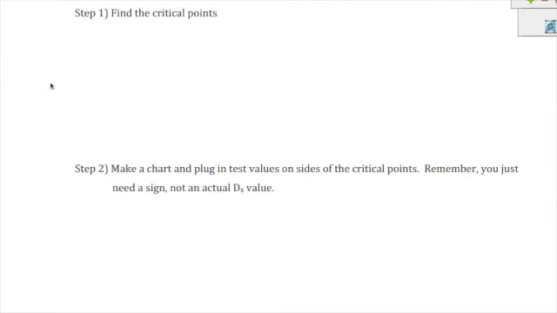So I'm going to come on the next page. I'm going to rewrite the original function. So we have f of x is equal to negative x to the fifth plus 5 over 2 x to the fourth plus 40 over 3 x to the third plus 5. So f prime of x, this is an easy one, is negative 5x to the fourth plus 10x to the third plus 40x squared.